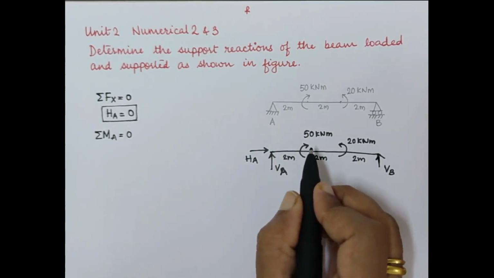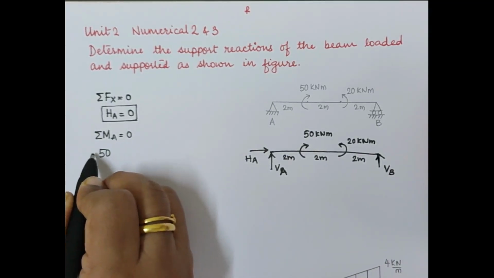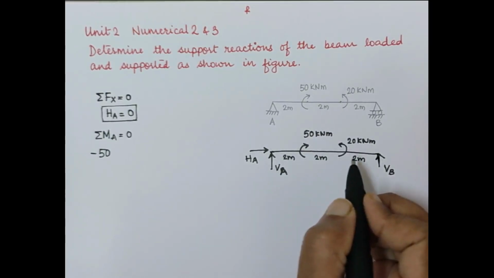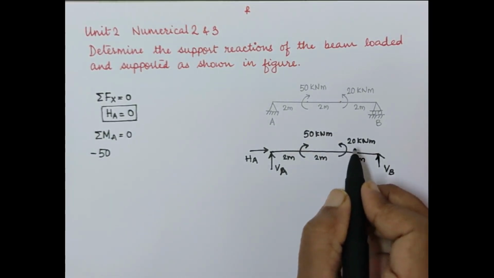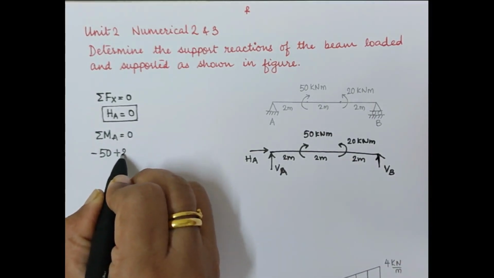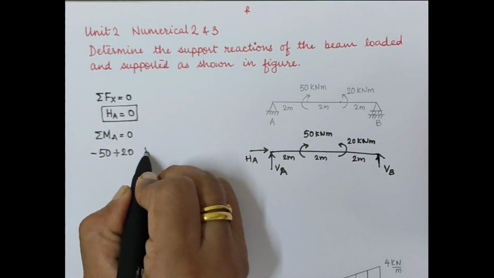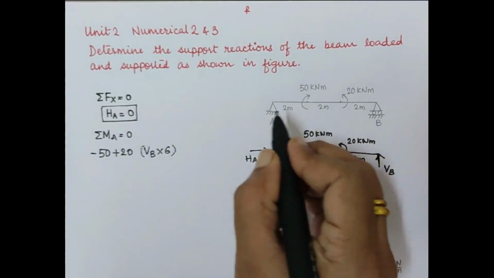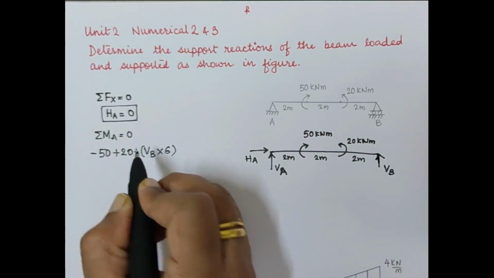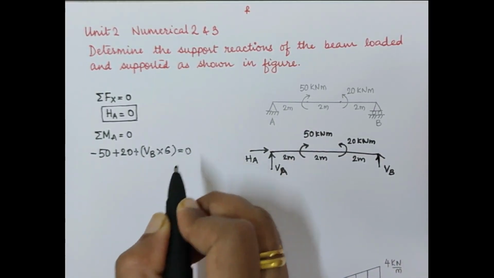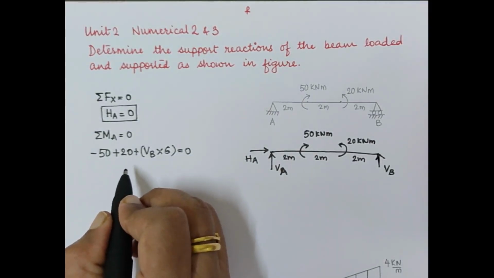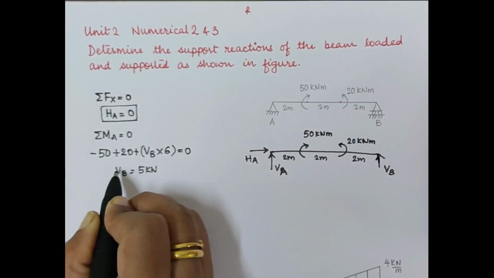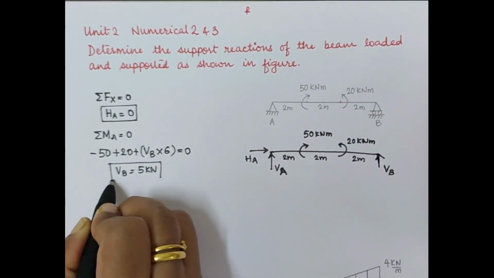So 50 is a clockwise moment. You take it as 50. We do not have to multiply it by any distance since it is already a moment. A 20 kilonewton meter moment is an anti-clockwise moment, so that will come out to be positive. We have VB into the entire distance, that is 6. This will go in an anti-clockwise direction, therefore that will be positive, and this will be equal to 0. This gives us the value of VB as 5 kilonewton. So we have the value of VB now.